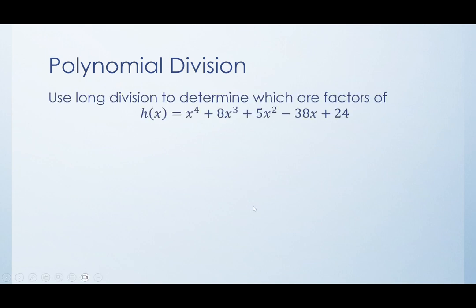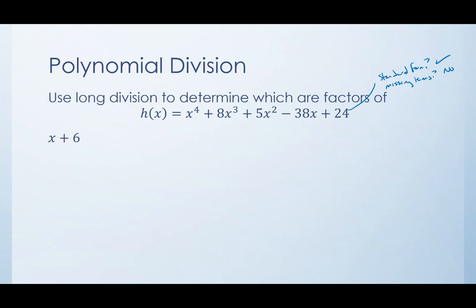All right, so we've got another example here. This time we are going to use long division to try to figure out which of our following options are factors of this h of x polynomial. So first off, we're going to check, is it in standard form? And we're going to say yes, it goes 4, 3, 2, 1, 0, so yes. Do we have any missing terms? No. Okay, so we're going to do our division here.